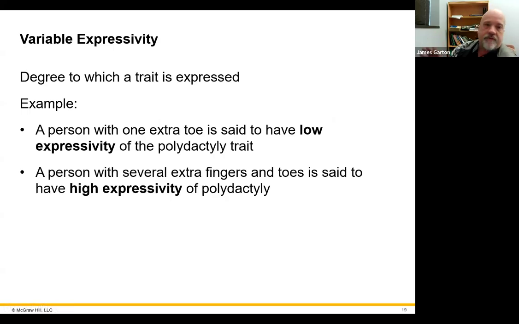And then you have expressivity. If you have one extra toe or one extra finger, you have a low expressivity of that polydactyly trait. If you have several extra, you have high expressivity.